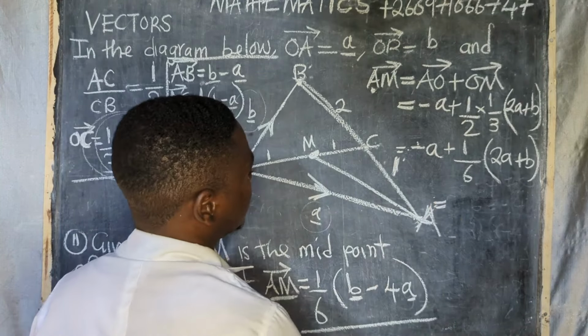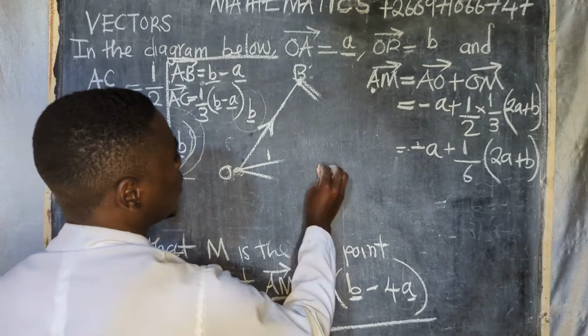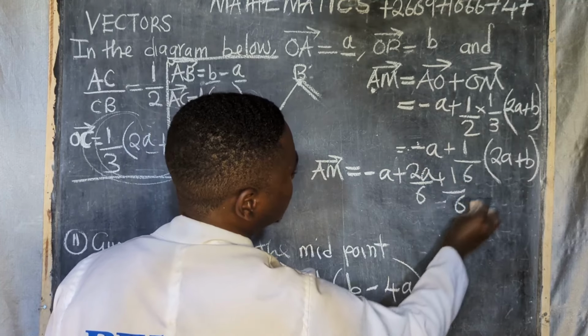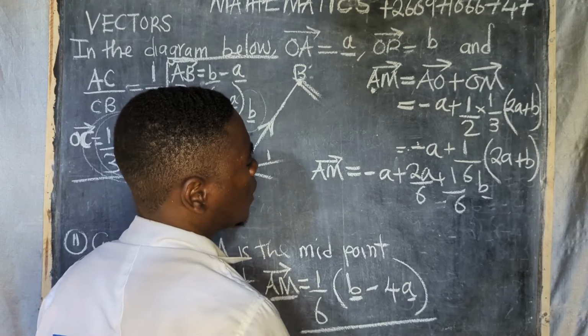So I think there's no need for the diagram here. I can have this part now. I'm just proving. So I will say AM is equal to negative A. If I multiply there, I'm going to get plus 2A over 6, and plus 1 over 6 B there. This is what I'm going to get if I multiply.